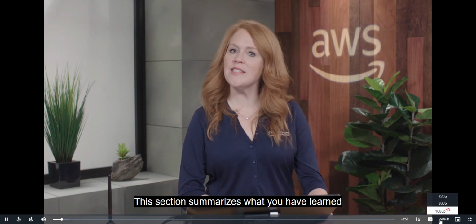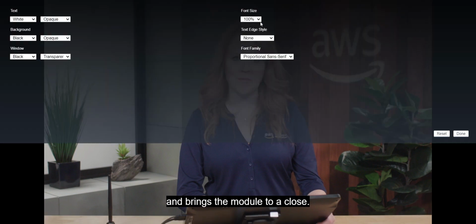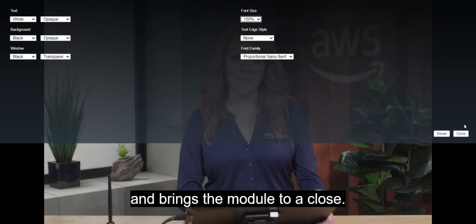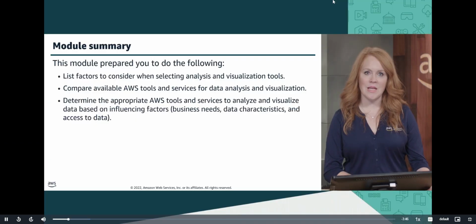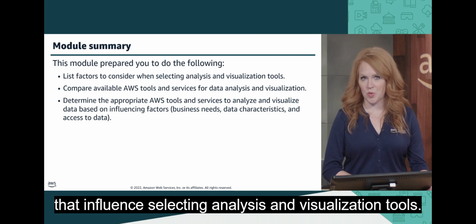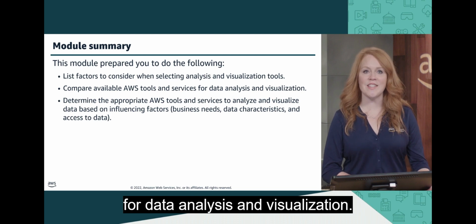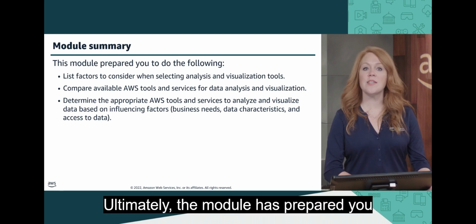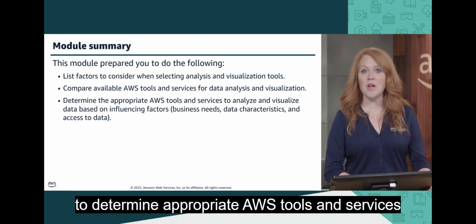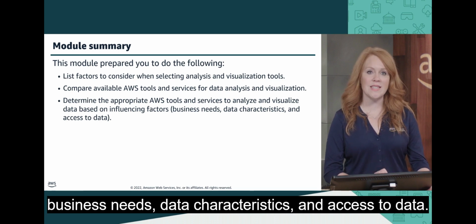This section summarizes what you have learned and brings the module to a close. This module described factors that influence selecting analysis and visualization tools. You compared AWS tools and services for data analysis and visualization. Ultimately, the module has prepared you to determine appropriate AWS tools and services to analyze and visualize data based on influencing factors: business needs, data characteristics, and access to data.